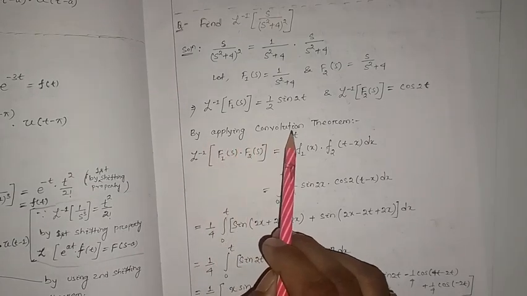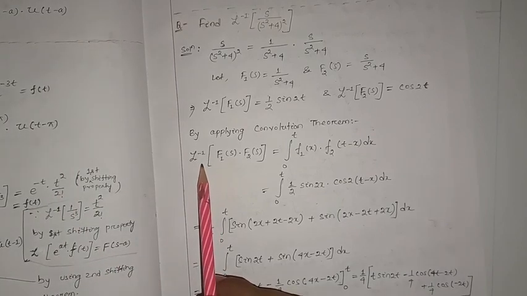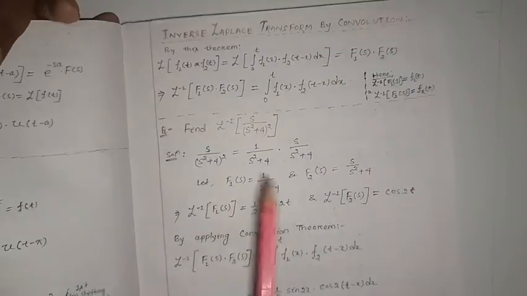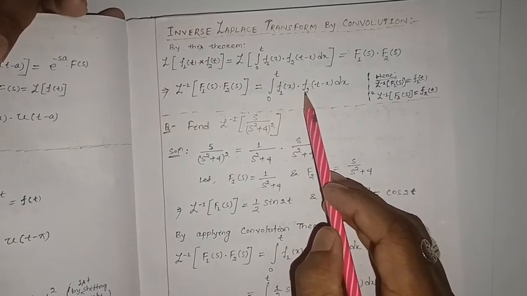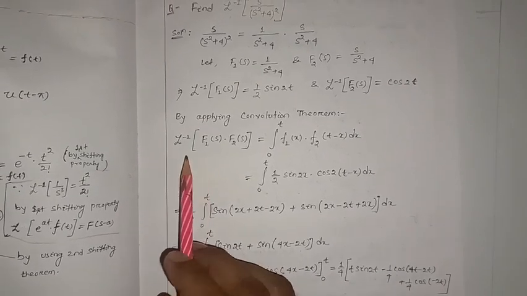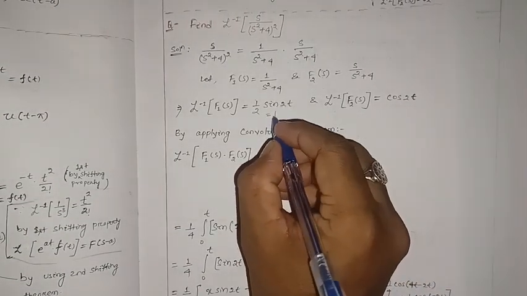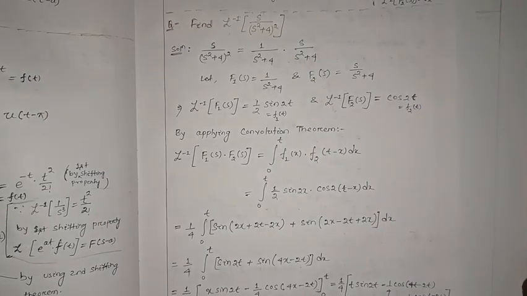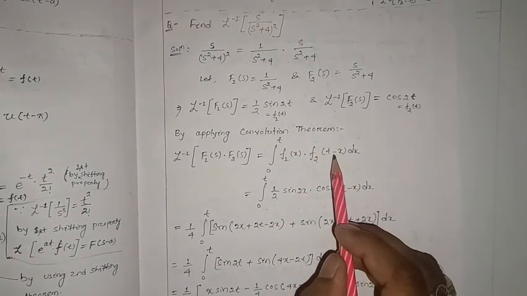By applying the convolution theorem, we apply the inverse Laplace transform on F1(s) into F2(s), which will be equal to the integral from 0 to t of f1(x), x being another variable, into f2(t minus x) dx. Here also we apply the same thing. This one is your f1(t), and this one is your f2(t). So whenever we consider convolution, the variable t changes to x: f1(x) into f2(t minus x) dx.